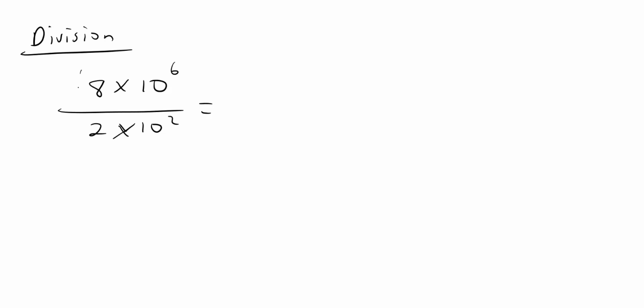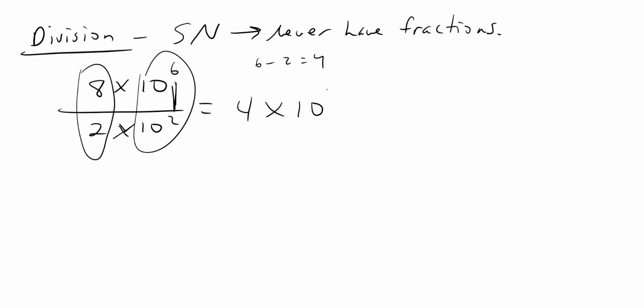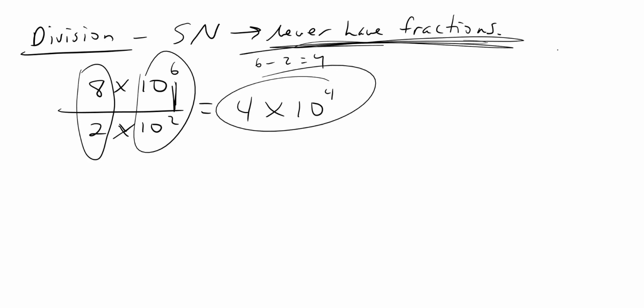Well, you're going to put this in your calculator, because, by the way, in division especially, scientific notation, so SN, never have fractions. Never have fractions. Okay, you'll never have a fraction in the final answer. It's always a decimal. So 8 divided by 2 is 4. And then what do you do when you do division? You subtract these, right? So 6 minus 2 is 4. So it's 4 times 10 to the 4th power. And that's your answer for this problem. But no fractions. No fractions.